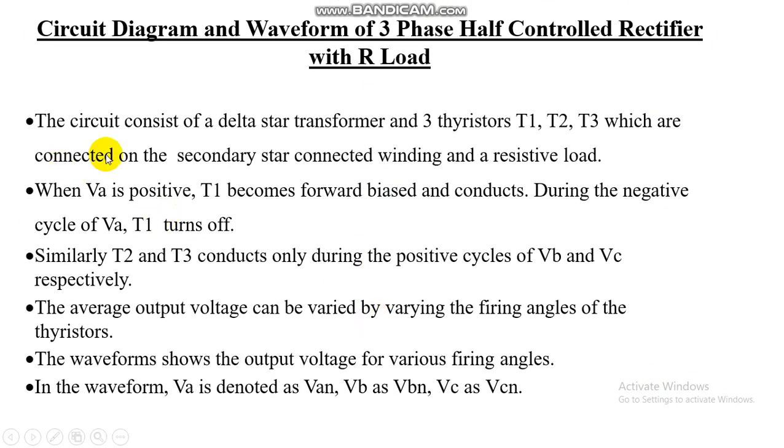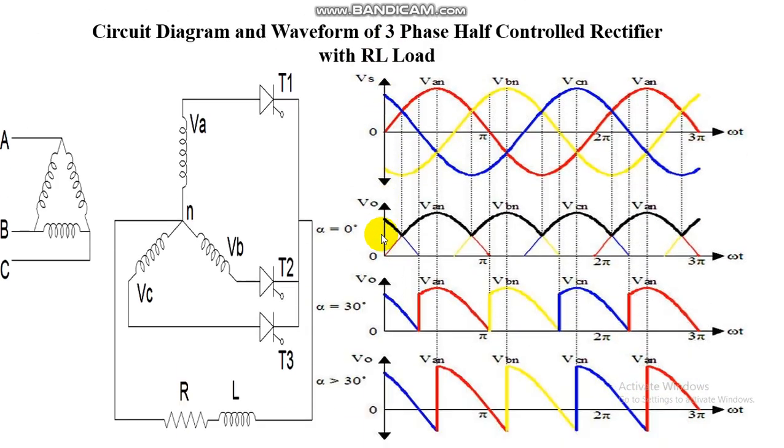We are able to see this. The circuit consists of delta star. We already discussed all these points in the previous slide, and this is the RL load circuit diagram and waveform of the 3-phase half control rectifier with RL load. The only change that we can see is that R and L load is there. With that, these are the same things.